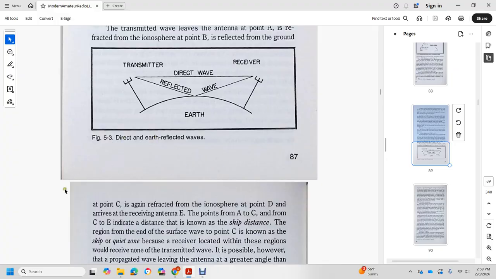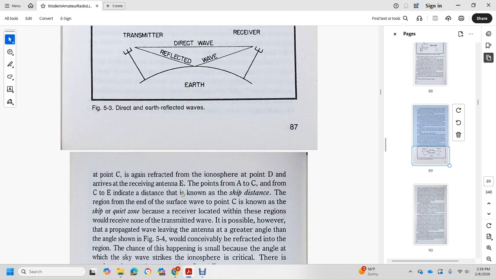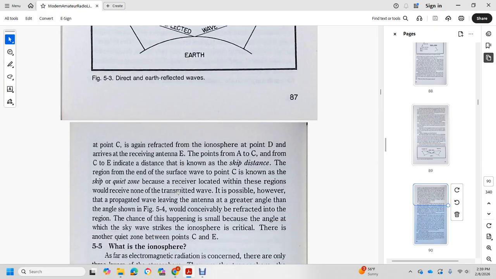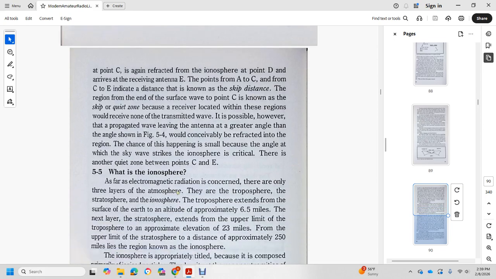C is known as the skip or quiet zone. Because a receiver located within this region would receive none of the transmitted wave, it is possible that the propagated wave leaving the antenna at a greater angle, shown in Figure 5.4, could be reflected into the region, but this does not happen because of the critical angle at which the sky wave strikes the ionosphere. This is another quiet zone, at the points between C and E.